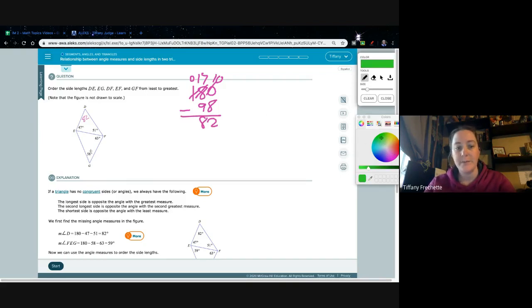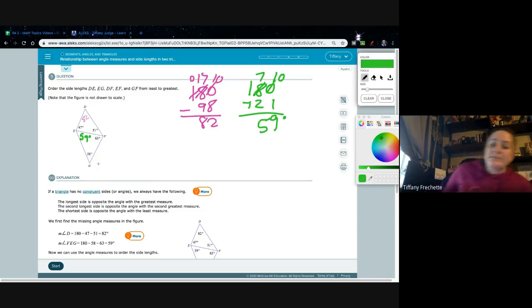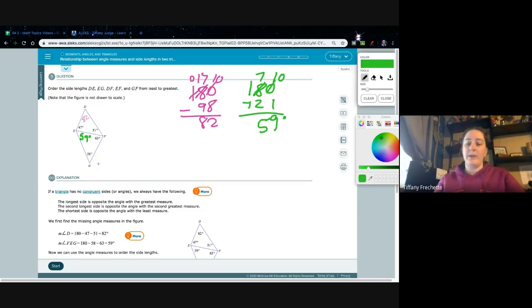We have to do the same thing down here. I know I have 180 degrees because it's just another triangle. I'm going to add these two together. So I get 11 and 12, so I get 121. I'm going to subtract, so I get 7, 1, 9, and 5. So I get 59 degrees in here. I should have made my pencil a little bit smaller on that one so that it fit a little better, but that's all right. All right, so we filled this in.